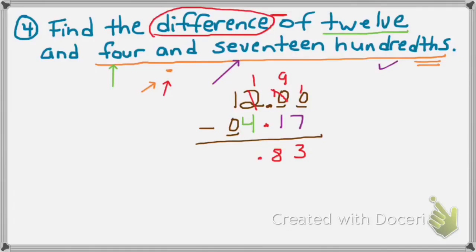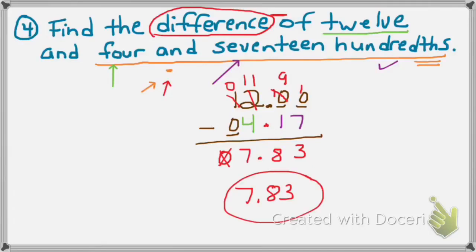Bring down my decimal. If we have 1, can I give you 4? No. So we go next door to this neighbor, borrow, leave that neighbor with none, bring that 10 over, I now have 11. And 11 take away 4 is 7, 0 take away 0 is 0. So I have 7 and 83 hundredths. This first 0, remember in a whole number, beginning zeros are unnecessary. It could stay, but it's really the more mature way to get rid of it. So my final answer would be 7 and 83 hundredths.